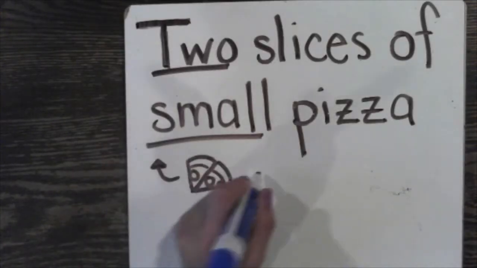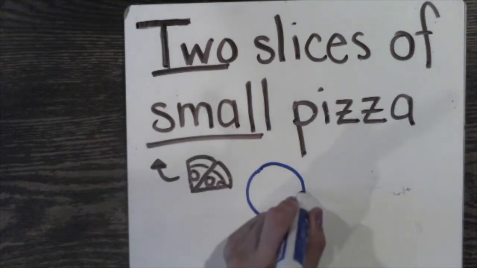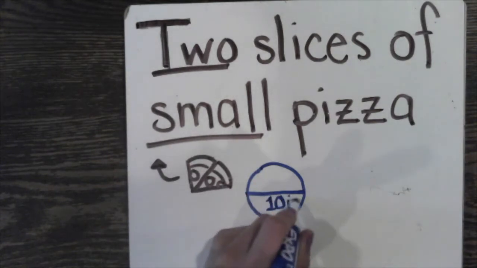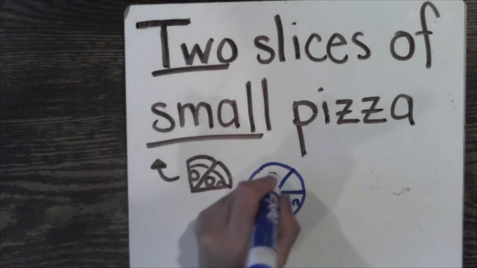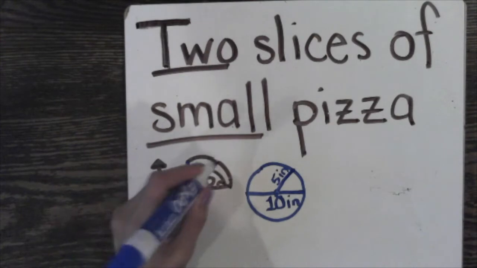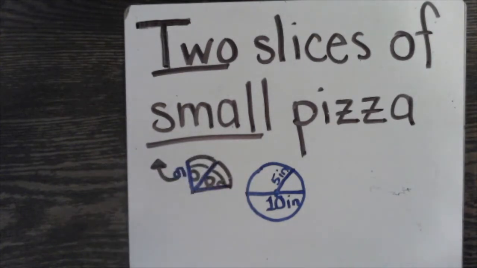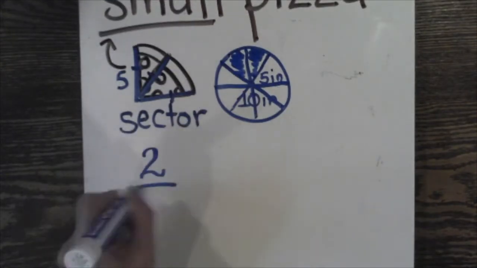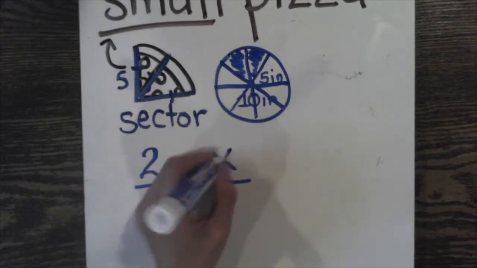Now let's consider two slices of a 10-inch pizza. The diameter is 10, which means that the radius, or the length of my slices, is 5 inches. Each radius is 5 inches. Now to find my proportion, I know I need 2 slices, so I'm going to cut this pizza into 8 equal pieces and write 2 over 8. 2 slices out of the 8 total.